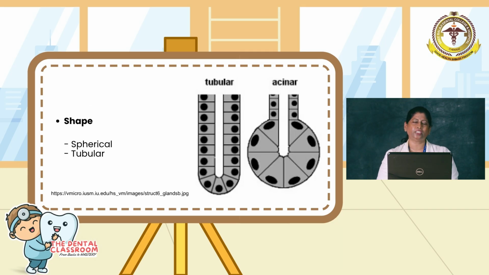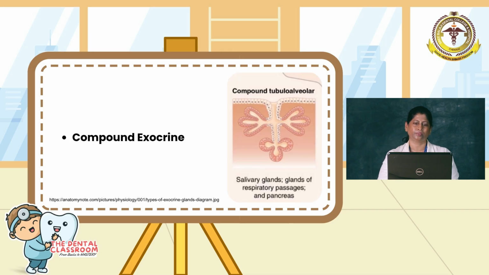And the shape of the terminal end pieces can be either spherical or tubular. Usually the serous acini is spherical in shape and the mucous acini is tubular in shape. And therefore the salivary glands are said to be compound exocrine glands. Exocrine glands because they secrete through the ducts, and compound because they have multiple ducts which lead to the main terminal excretory duct.